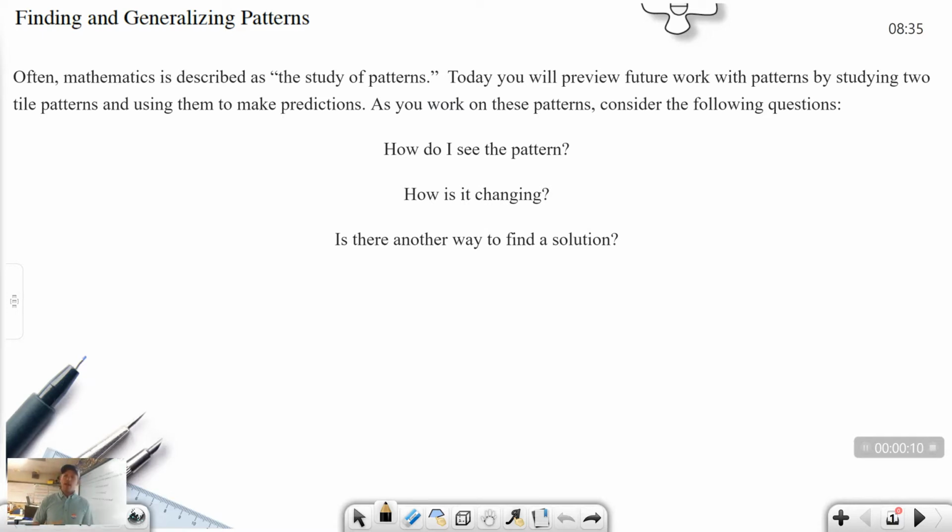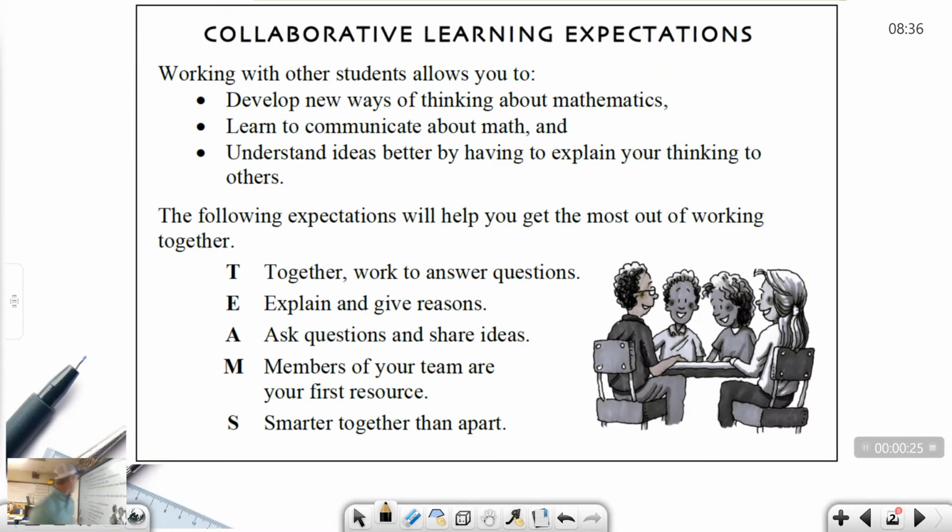You will find a section titled 1.1.2. We're going to be finding and generalizing patterns today. In mathematics, it is not about add, subtract, multiply, and divide. We must be able to find patterns. So today we are going to be working on problem 1-9.